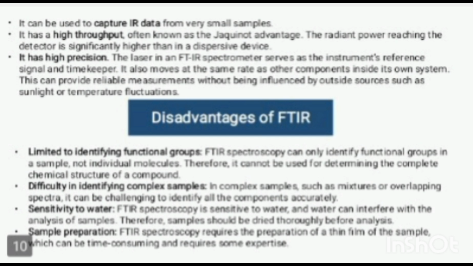It has a high throughput, often known as the Jacquinot advantage. The radiant power reaching the detector is significantly higher than a dispersive device. It has high precision. The laser in an FTIR spectrometer serves as the instrument's reference signal and timekeeper. It also moves at the same rate as other components inside its own system. This can provide reliable measurements without being influenced by outside sources such as sunlight or temperature fluctuations.